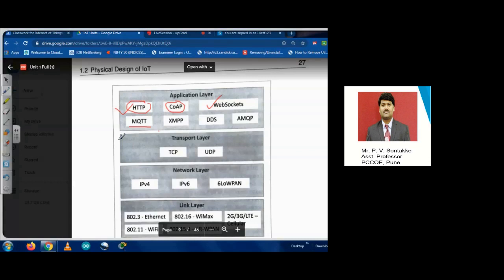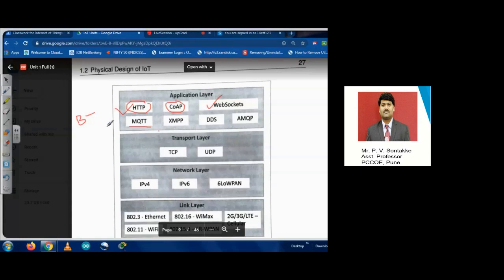So we have an intermediator called a broker. The publisher sends the data to the broker, and the broker has a certain set of topics. Suppose I have various sensors: temperature, humidity, and light intensity sensors. Each and every sensor will send its data to the broker. The broker will have different topics: temperature topic, humidity topic, and light intensity topic, and each user can subscribe to each and every topic, depending on their area of interest.